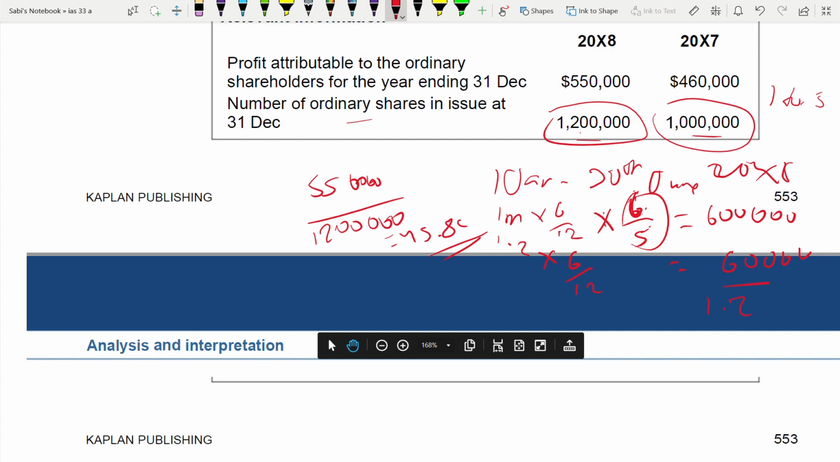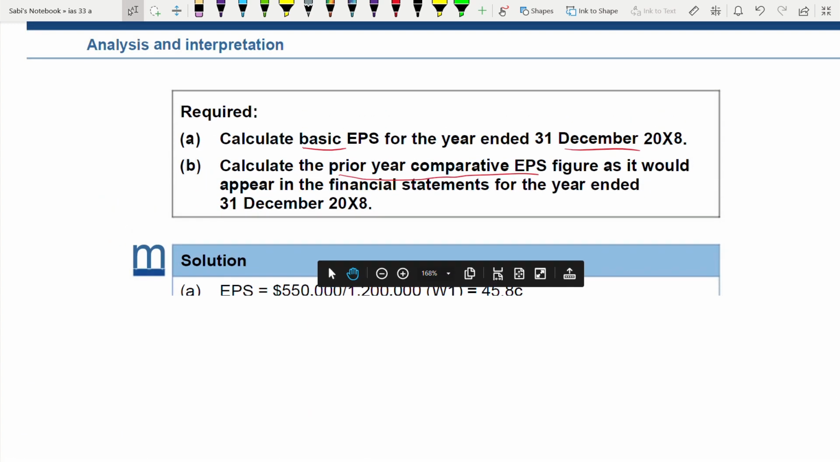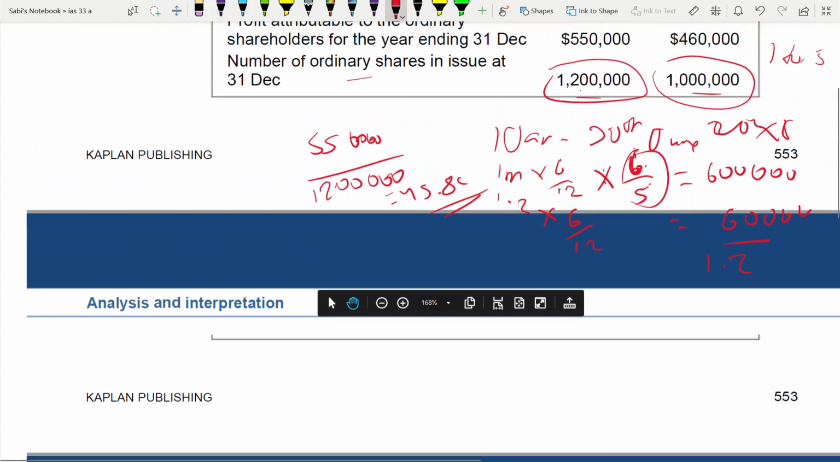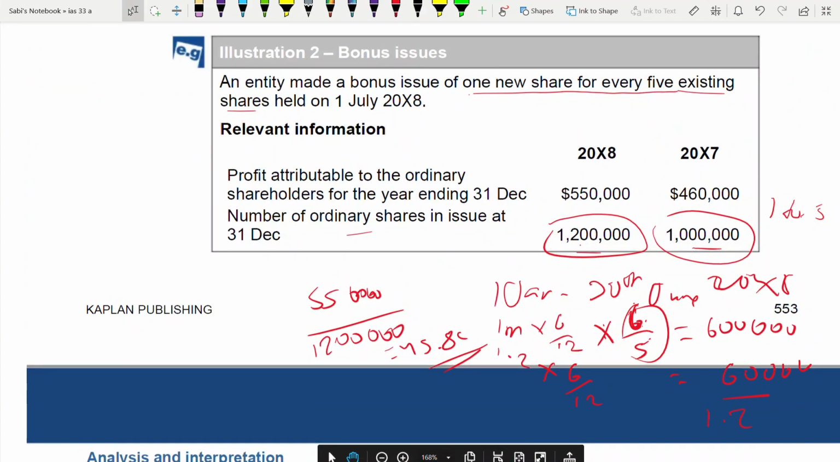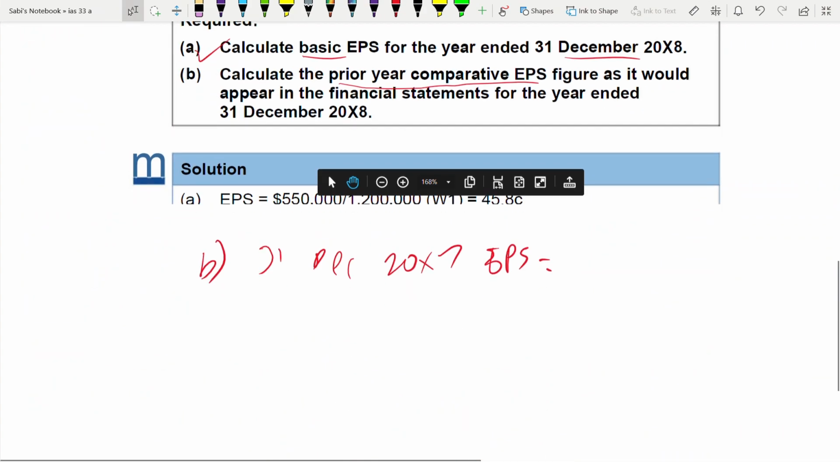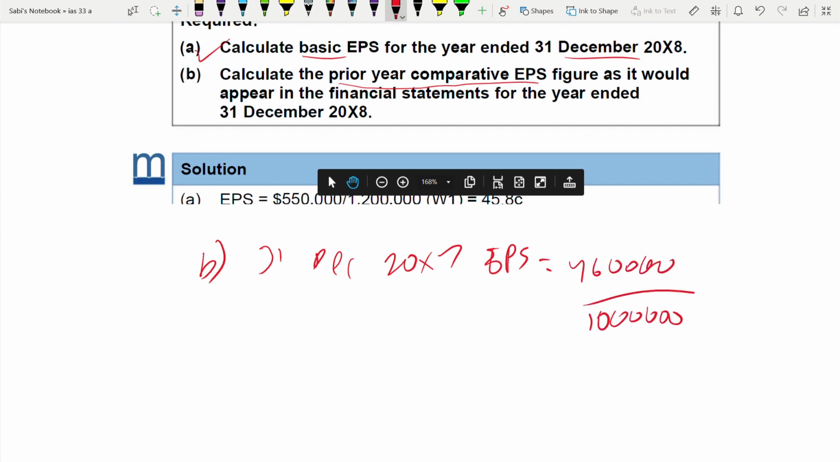Now we are moving on to part B. Part A is done. Basic EPS we have done. Calculate the prior year comparative EPS. Part B. What was the EPS? You need to now find the 31st December 2007 EPS. You first need to find this. It will be 460,000 divided by 1 million, isn't it? Which will be equal to 46 cents.